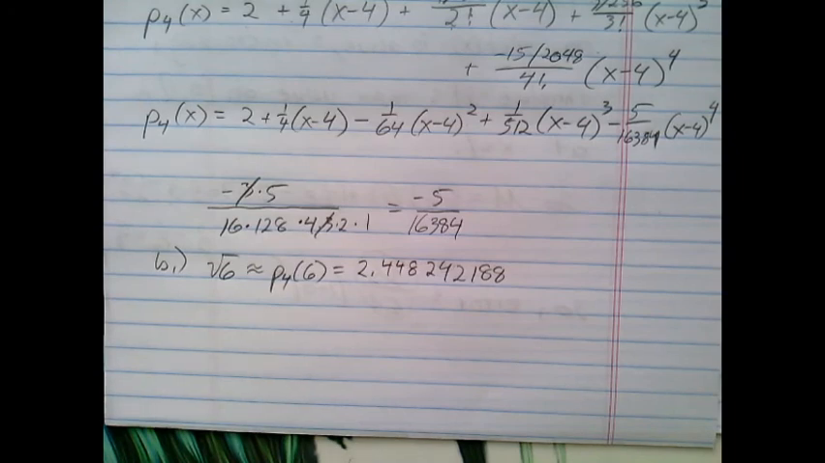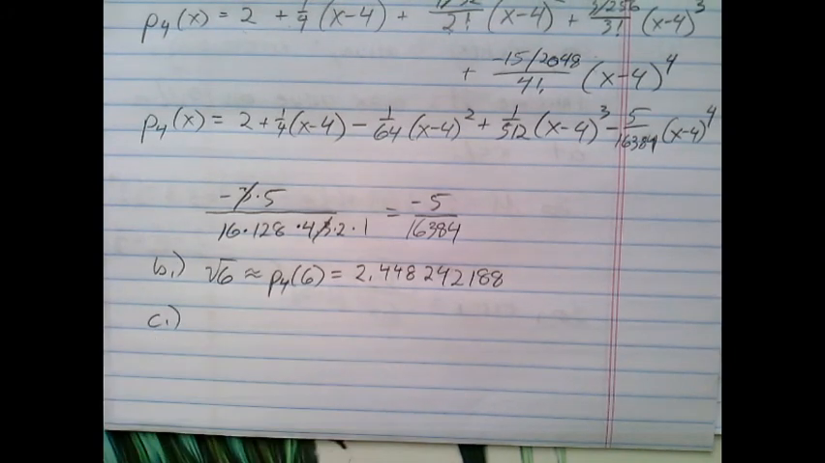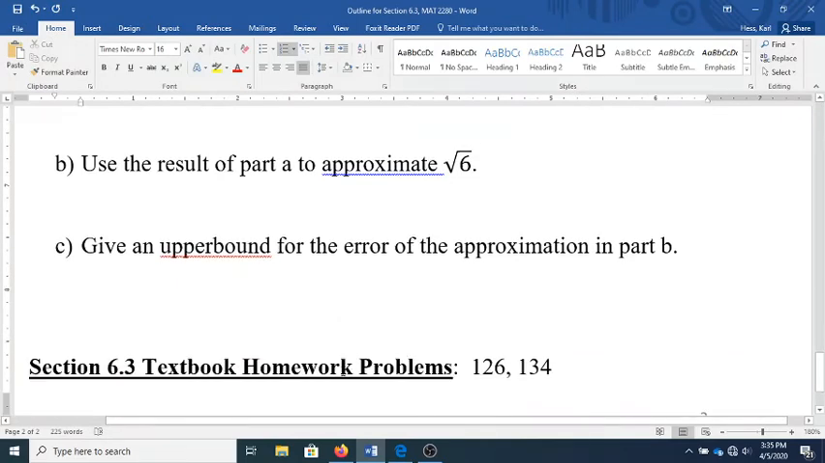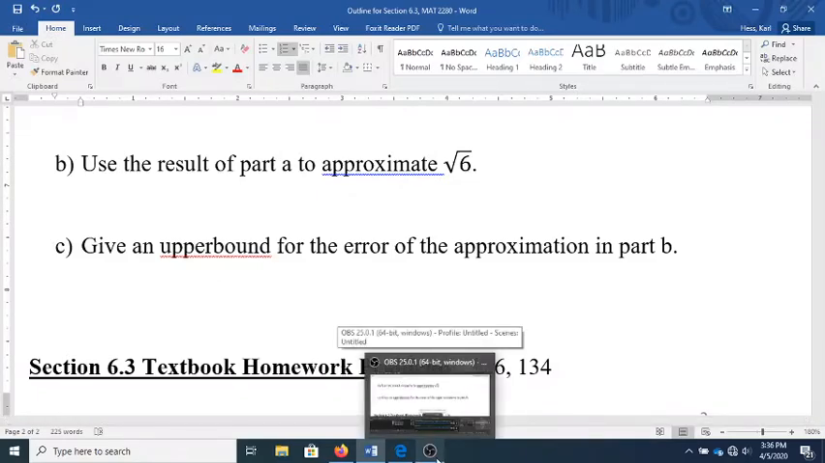Now I know just from thinking about it that the square root of 6 would be more than the square root of 4, which is 2, and less than the square root of 9, which is 3. So yeah, it seems feasible. Hopefully it's accurate at least for a few decimal places. Now part C, let's look at our outline again. Part C is to find an upper bound for the error of that approximation there in part B. So for that, I'm going to need to compute another derivative. I used the fourth degree Taylor polynomial, so I'm going to need the fifth order derivative.